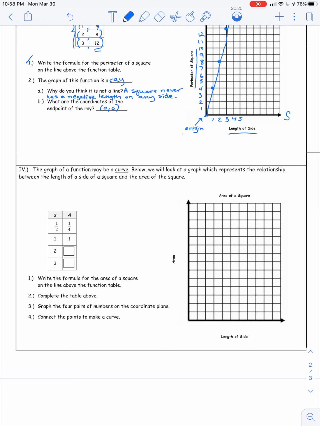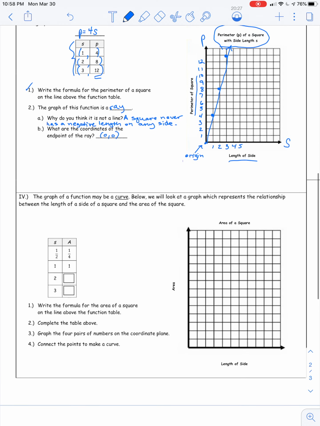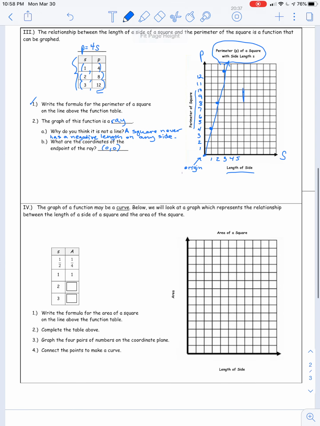All right, and then on our last graph here, again, oh, hold on 1 second. Do we need to put that in there? We still should write here, perimeter equals 4s. That is the function that we just showed right there.